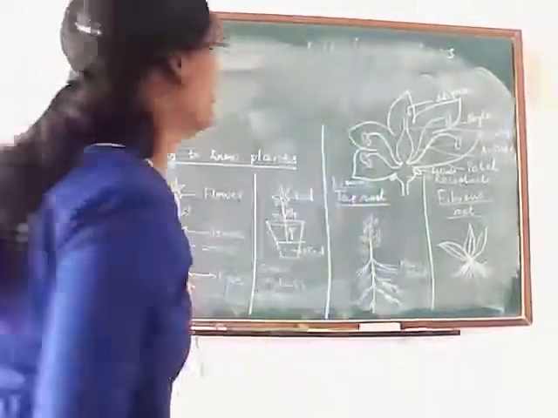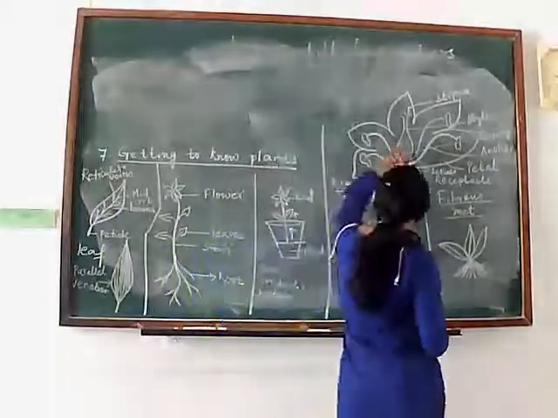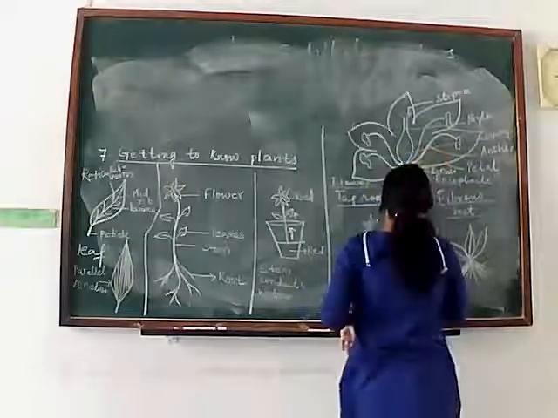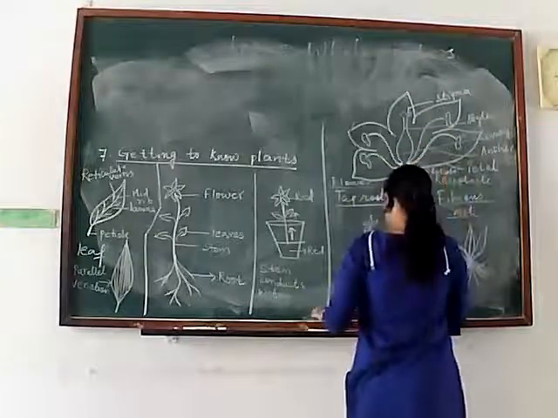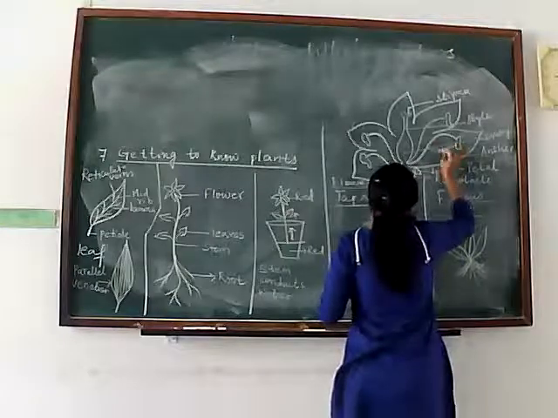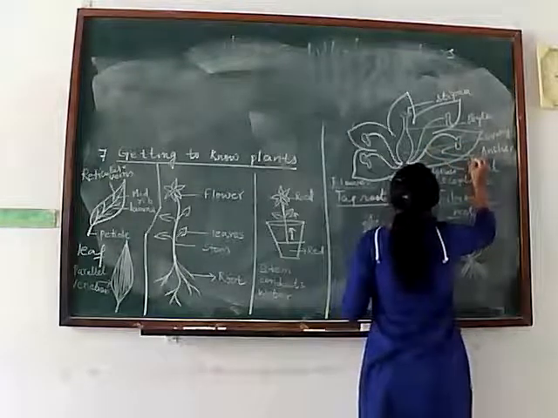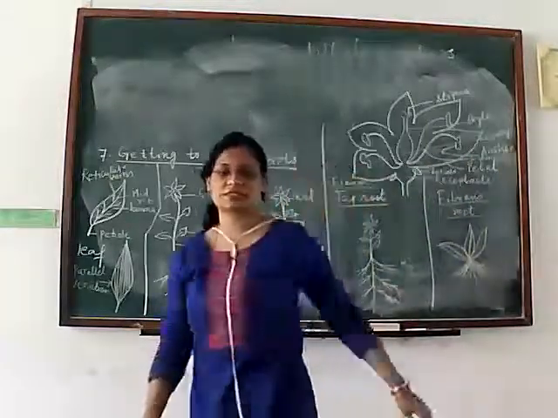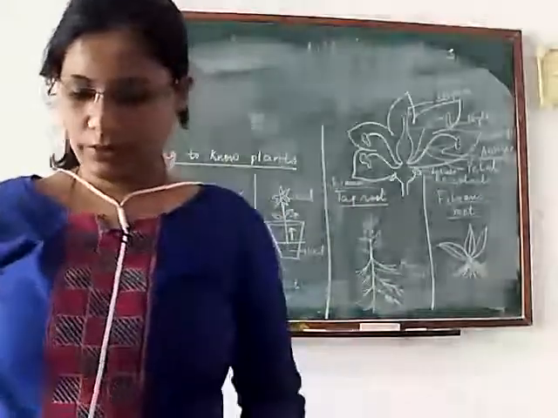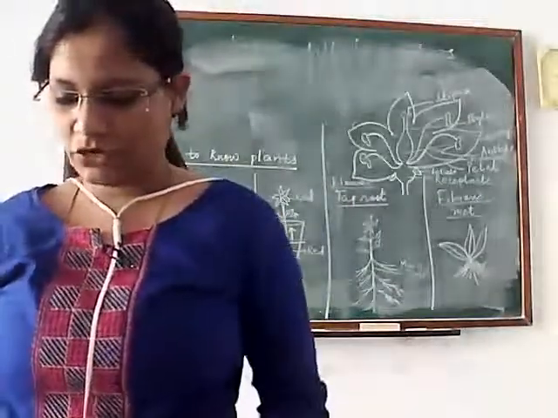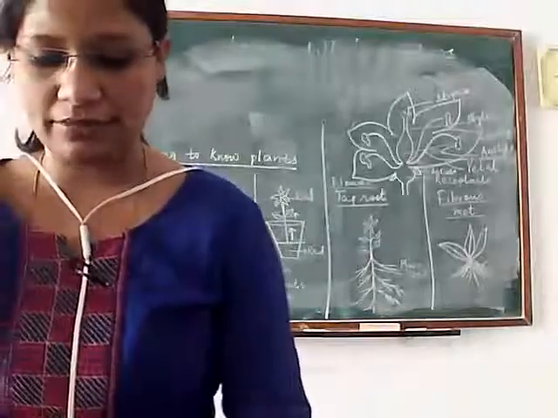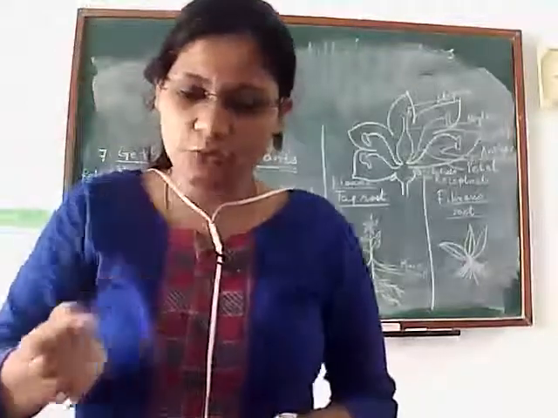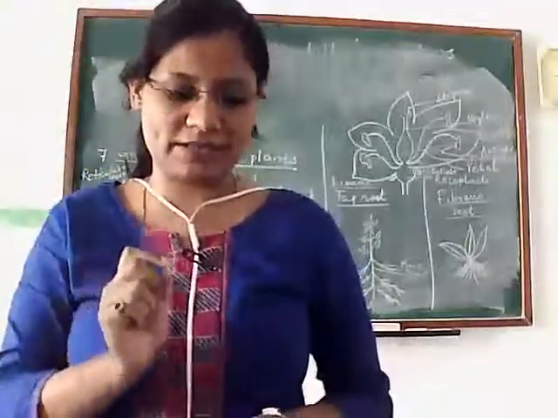Now the male part, anther. See, this whole part is called stamen. This is the filament and this is the anther part. Both of them combined form the structure stamen. Okay? Anther is of different shapes and the pollen grains are formed inside the anther. There's a fine, narrow tube-like structure that is called the filament.